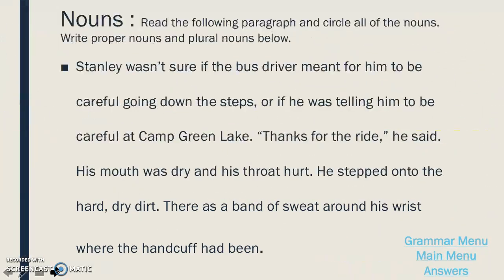Now jumping right into our nouns. You will need to read the following paragraph and write down all of the nouns. You will write down the proper nouns and the plural nouns. As a reminder, you will need to turn in this paper to me at the beginning of class tomorrow. And I will give you a hint. There are 10 possible nouns in this paragraph. So go ahead and pause the video now to work on it. And when you're ready to move forward, come back and press play.